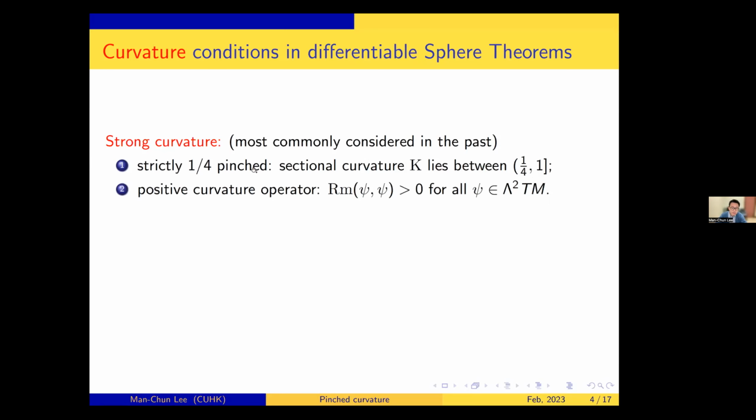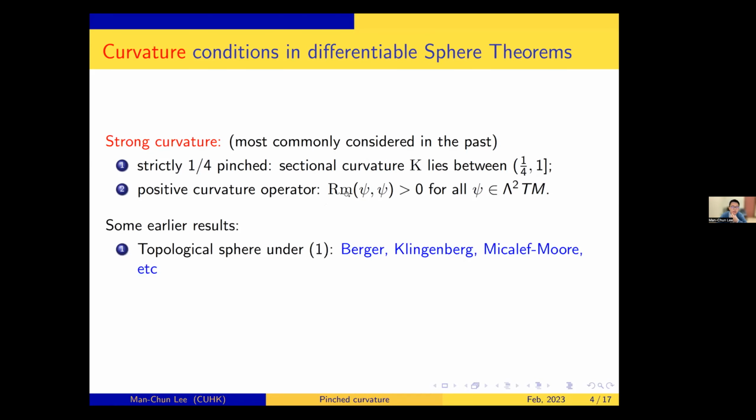And similarly, people also study the so-called positive curvature operator condition, which, to my feeling, is one of the strongest possible positivity conditions on curvature. And we know under these two types of condition, people studied a lot, and the topological sphere theorem was studied by Berger and, more importantly, by Micallef and Moore.